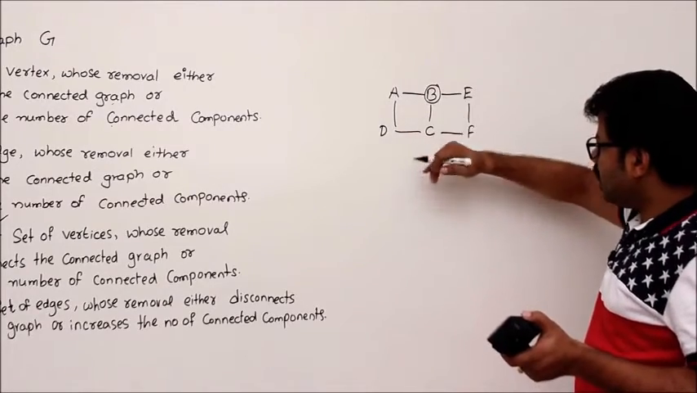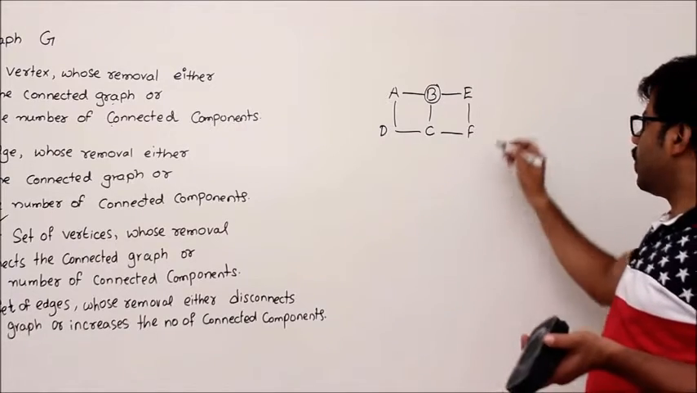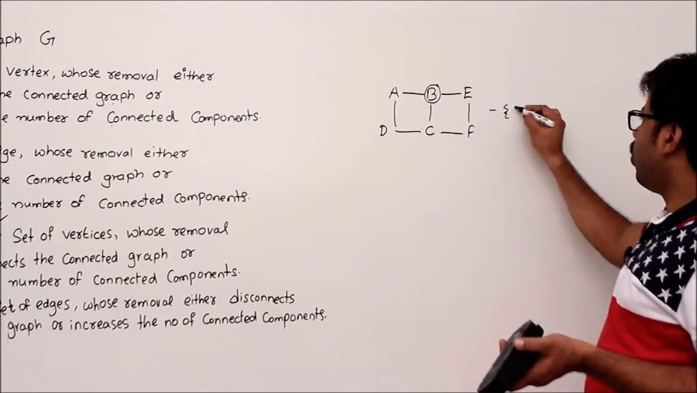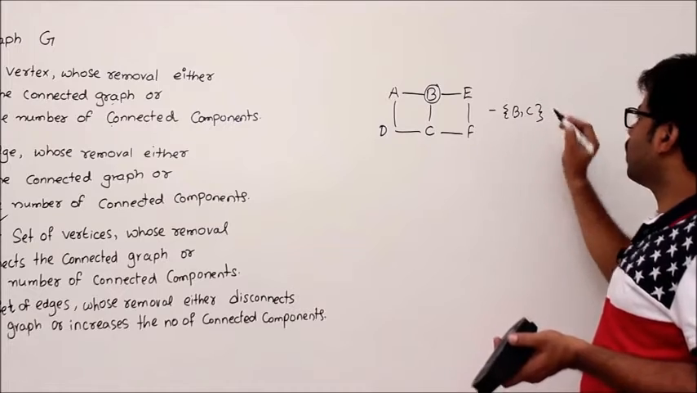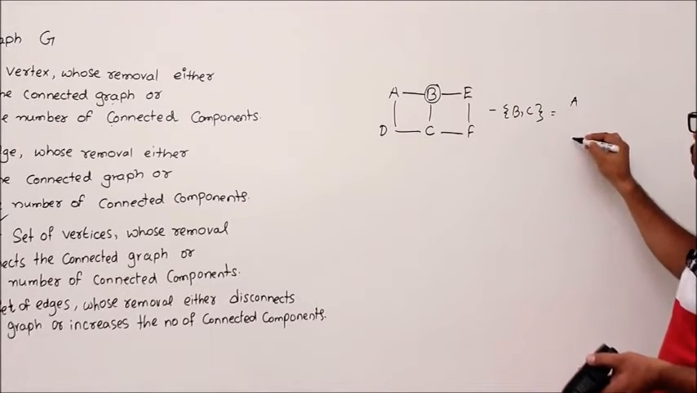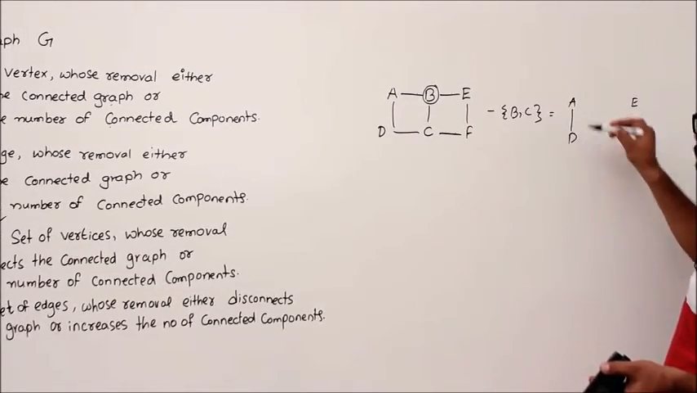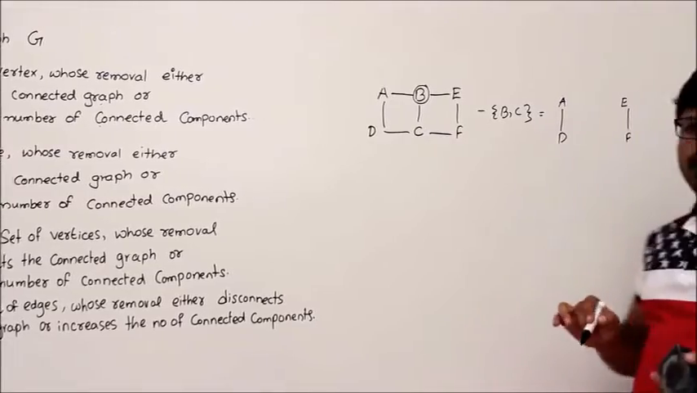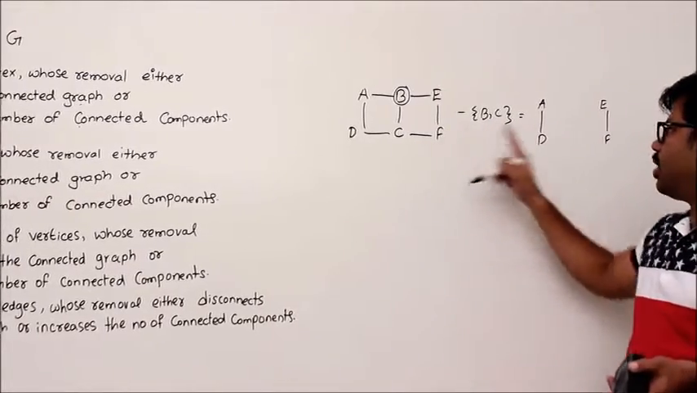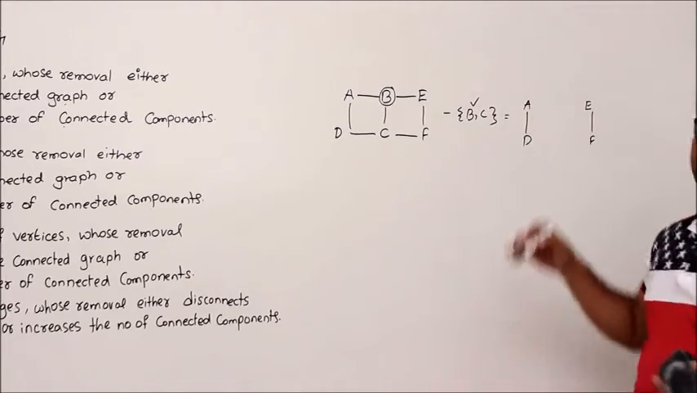If I remove BC, then probably AD will be separated from EF, isn't it? So I remove now a combination of B comma C. What happens is you get AD and EF. Since the other vertices are removed, we have AD and EF, right? Yes, the graph is disconnected. Connected became disconnected. It satisfies the condition, so this is a cut vertex set.